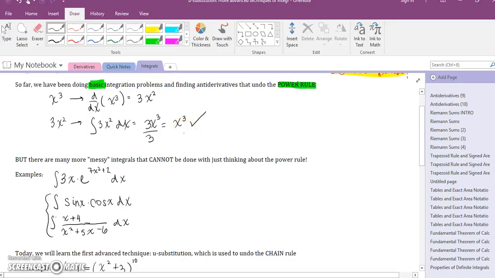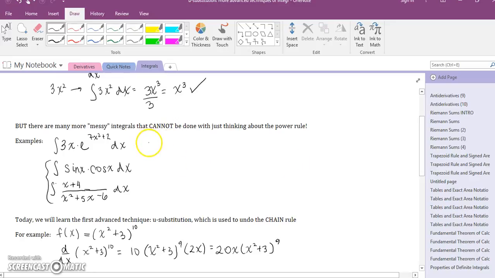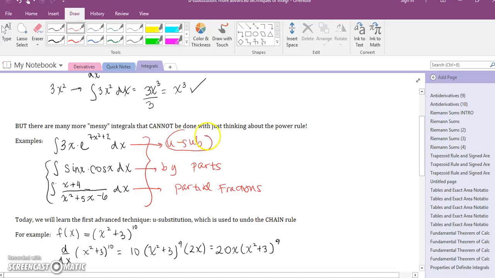There are many other types of integrals that are a lot messier and more complicated, and they can't be done just by undoing the power rule. You're going to have to undo things like the chain rule and the quotient rule. So here are examples of integrals that you would have to take in Calc BC. This one right here is what we'll be doing this video. It's done using U-substitution. This one will be done using integration by parts. We'll do that this upcoming week. And this one is done using integration with partial fractions or partial fraction decomposition. Again, this video will be doing just U-sub.